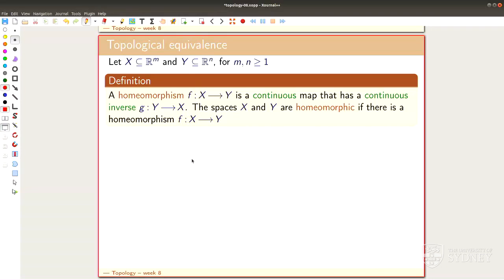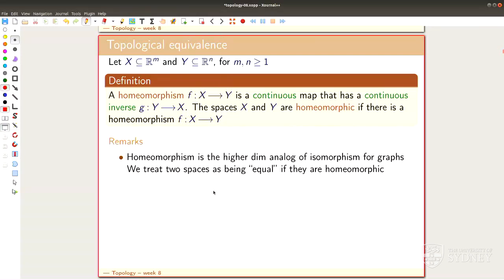But here's the definition. A homeomorphism between two subspaces of some Euclidean space, R^m and R^n, is a continuous map with a continuous inverse. Right? So you have f in one direction, it's continuous. You have g in the other direction, it's continuous, and they invert one another. See several examples in a second. And this is the underlying equivalence notion for topology. And I said we change gears a little bit. We go a little bit away from graphs, but actually this is really the higher dimensional analog of isomorphisms for graphs.